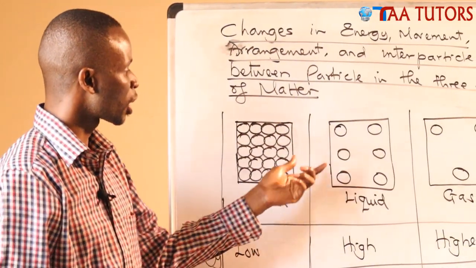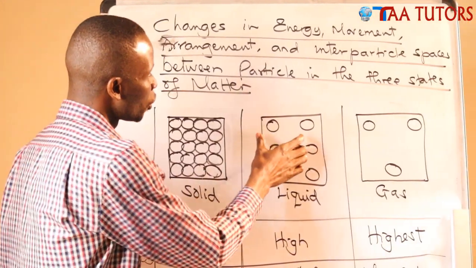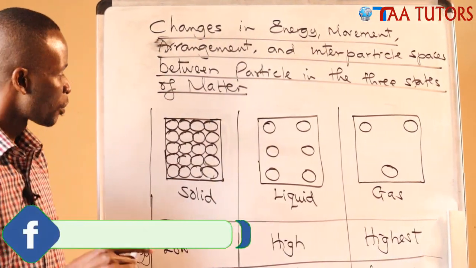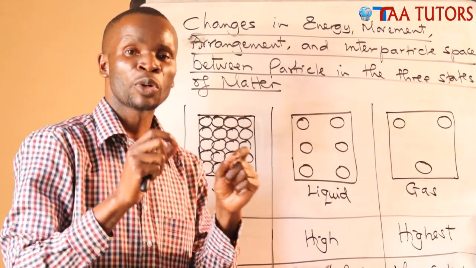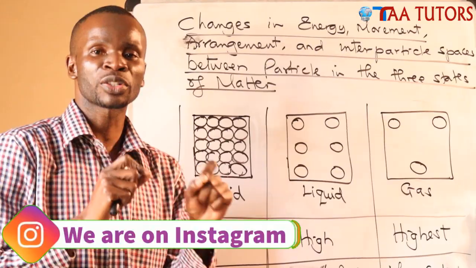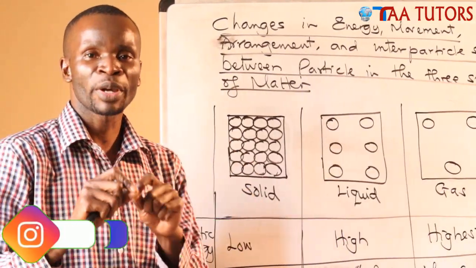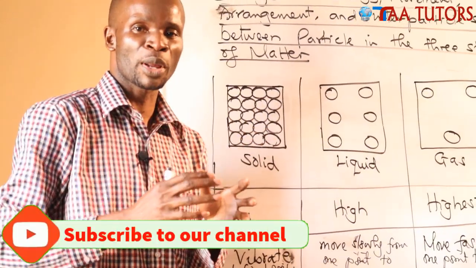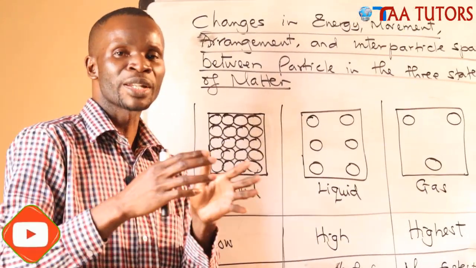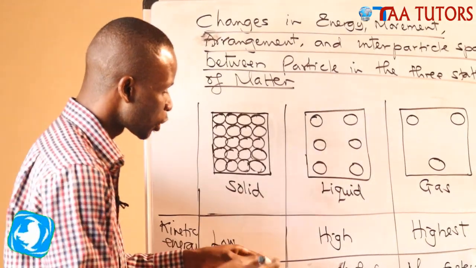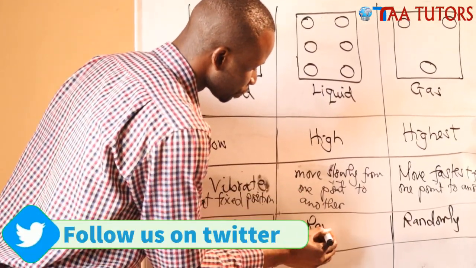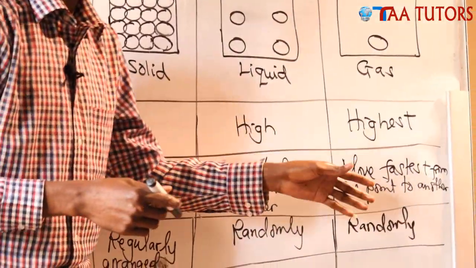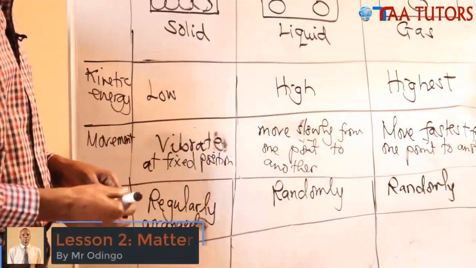Why can we not say otherwise? Someone can ask, Mr. Odingo, these particles are also existing in rows and columns. But remember I said that these particles keep on moving, changing position from one second to another, one microsecond to another. So you cannot determine the pattern at one particular point. If they are regular now, in the next second they will not be regular. So we can say they are randomly arranged. But now we know that gases are more randomly arranged than liquid state.